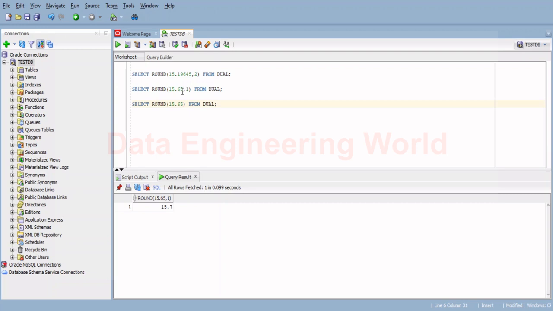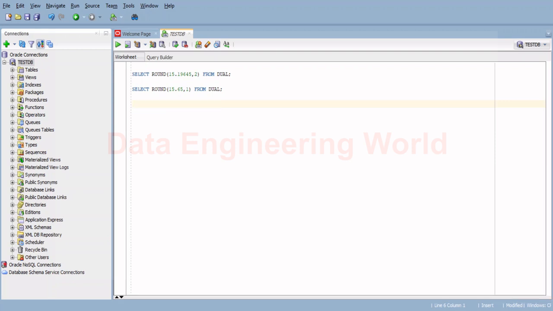So this time we have not passed the scale. So now let's run this query without passing the scale, and we have got 16 as an output.